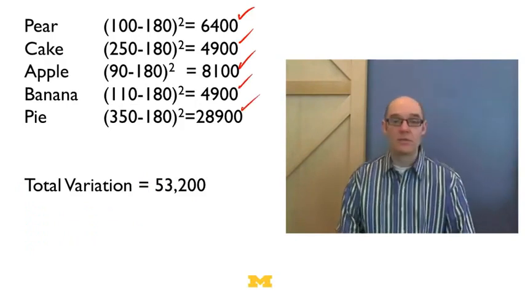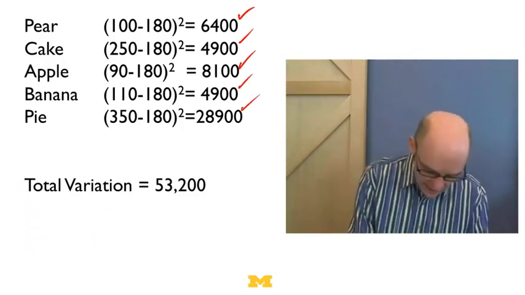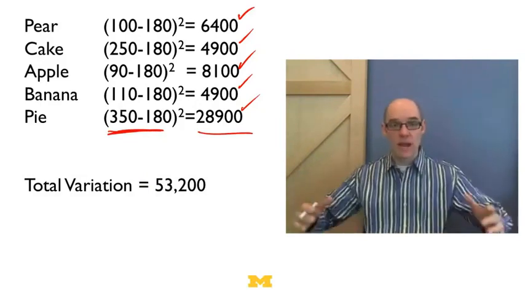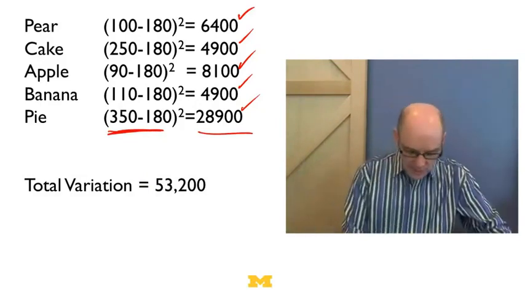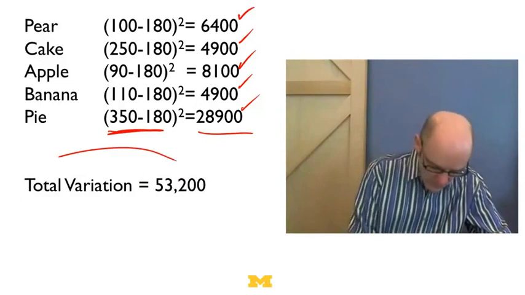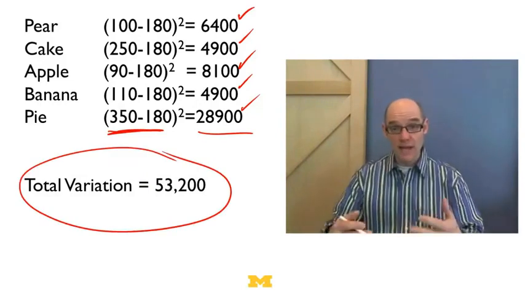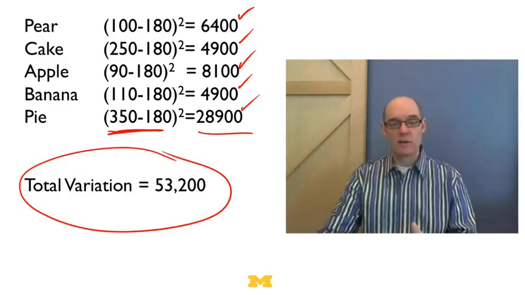For the pie, 28,900. So this is, again, if you get a long way from the mean and you square it, you get a huge effect. So squaring amplifies larger mistakes. Now if I add up all these numbers, I'm going to get 5,320. That's what we call the total variation. So if I plotted that data, this tells me how much variation there is in that data.